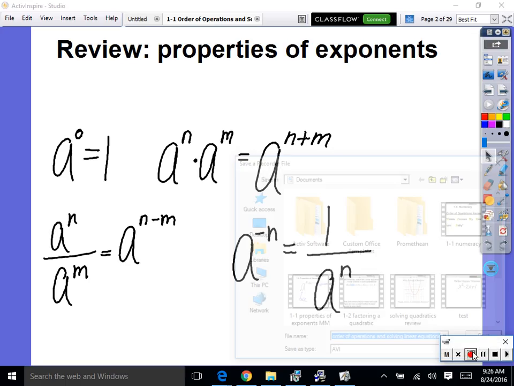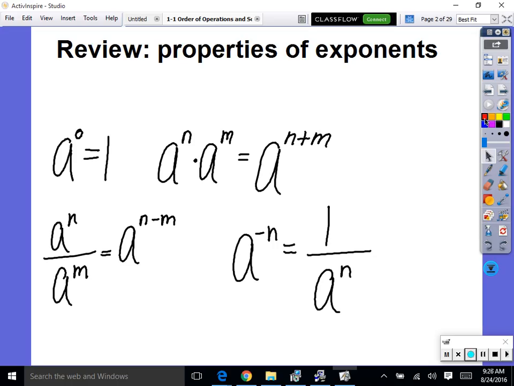These are properties of exponents from yesterday. Any base raised to the 0 power is equal to 1. When you multiply the same base, you add your exponents. It's just taking it and squishing it into 1. And when you divide the same base, you subtract your exponents. One thing we have to remember is subtract the top from the bottom always, right?